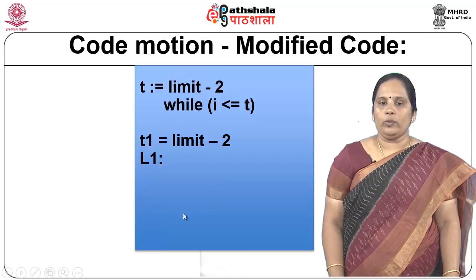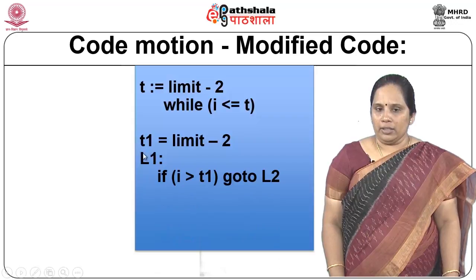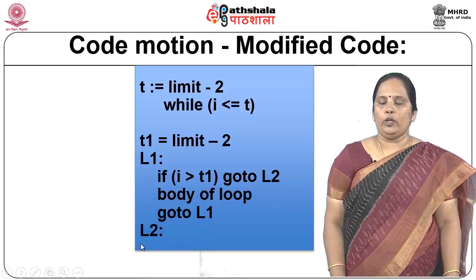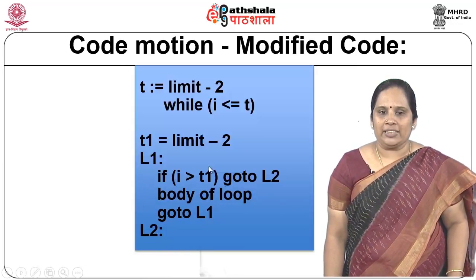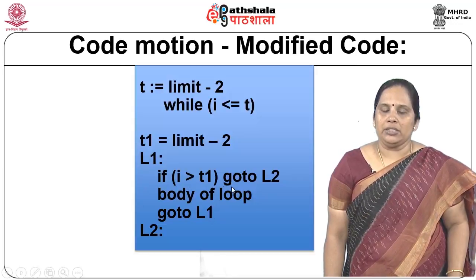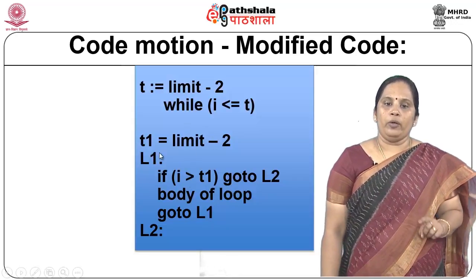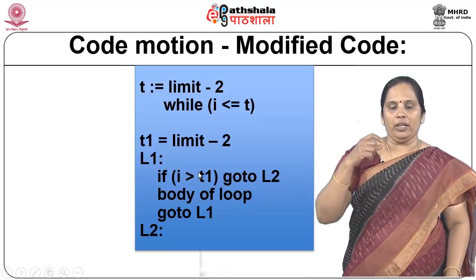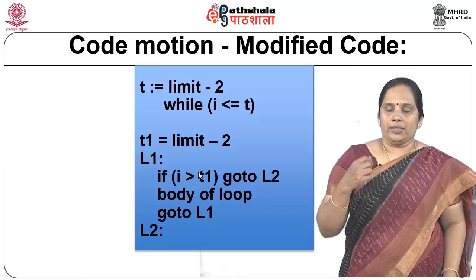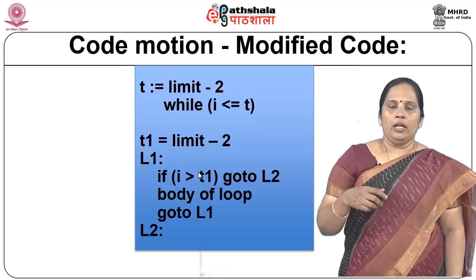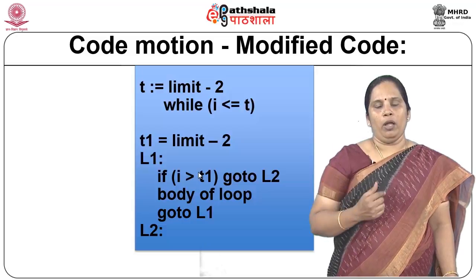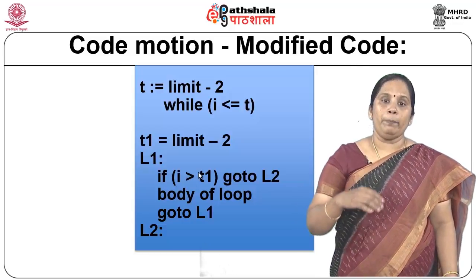So, how does this translate to 3 address code? Outside the loop I will have T1 is equal to limit minus 2, then I will have this label here, then the body of the while loop, and then a go to L1, and L2 will be here. Now, this body alone gets executed for as long as this condition is satisfied, but limit minus 2 gets computed only once. So, this is the optimization that is possible: if a particular expression is computed multiple times because it is part of a loop, and its value is not going to change, move it outside the block, typically up front, to the previous block.